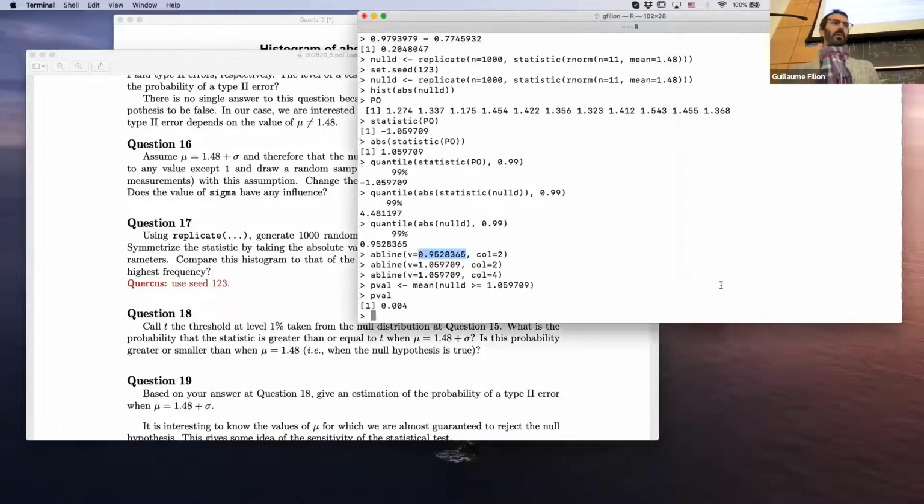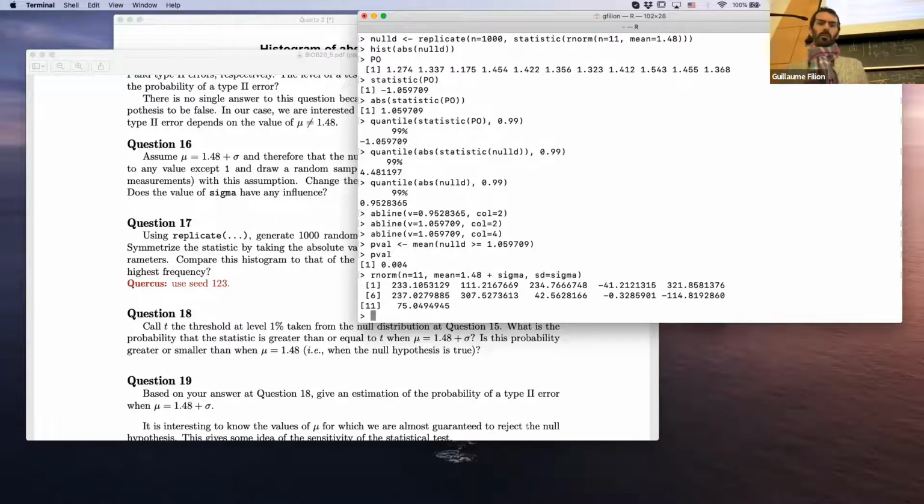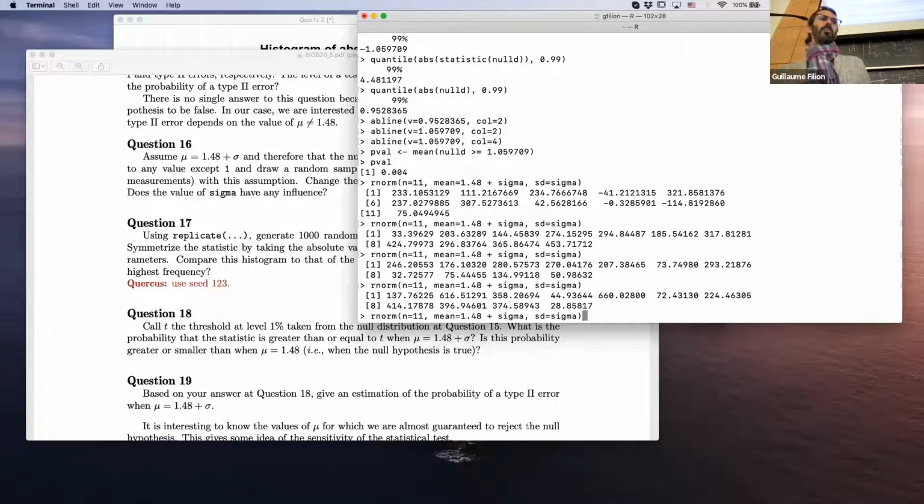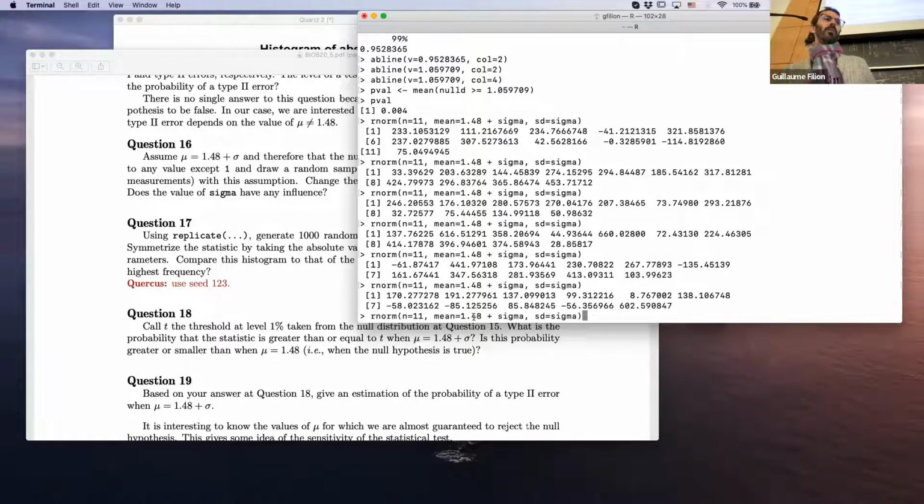Okay, so here we go. It says take our n equals 11, as usual. We're just simulating the process that generates the same data set. And then mean equals 1.48 and SD equals sigma. So mu is 1.48 plus sigma. So that gives us here a couple of Gaussian random samples that are conditioned by having the mean, which is not 1.48, it's 1.48 plus sigma, but sigma is still the standard deviation here.